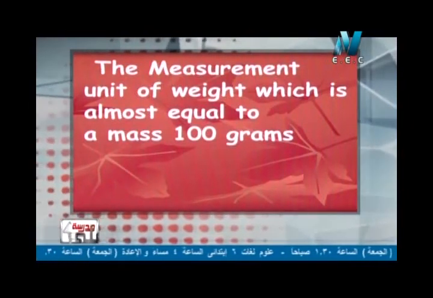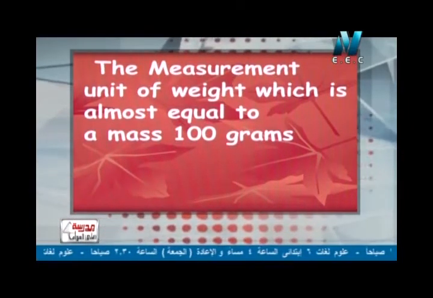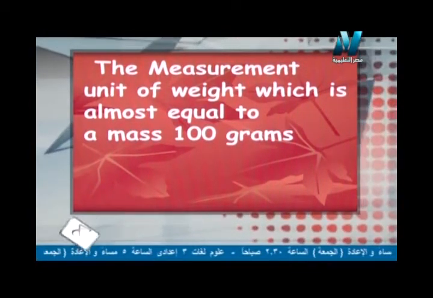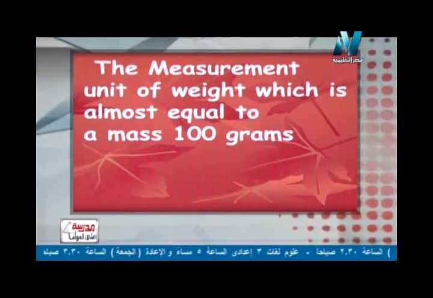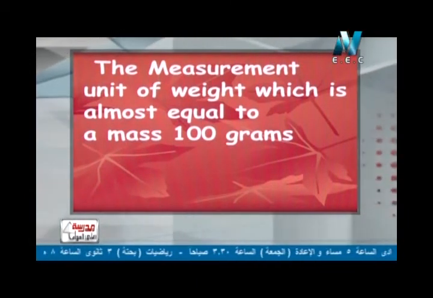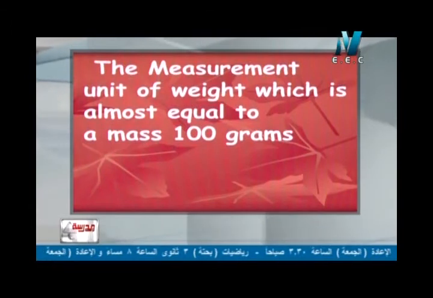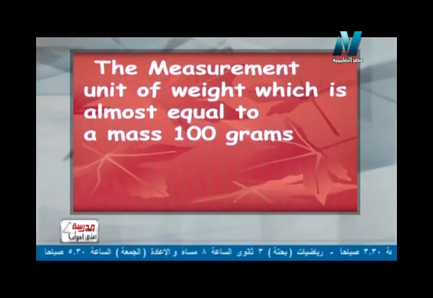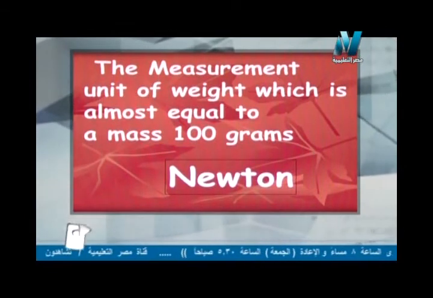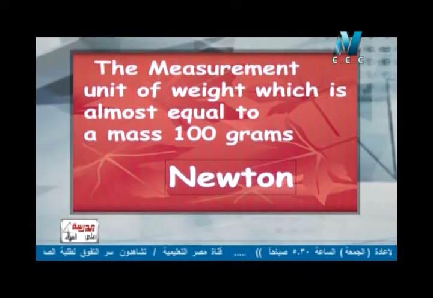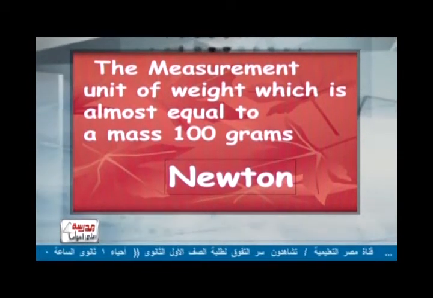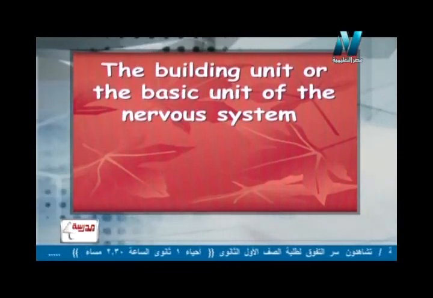So now let's go back to the question of this episode. The question says, write the scientific term: the measurement unit of weight, which is almost equal to a mass of 100 gram. Surely it will be Newton. Newton again is the only measurement unit of weight, which is almost equal to a mass of 100 gram.